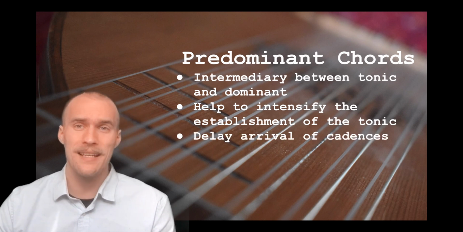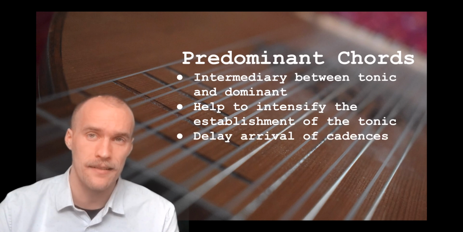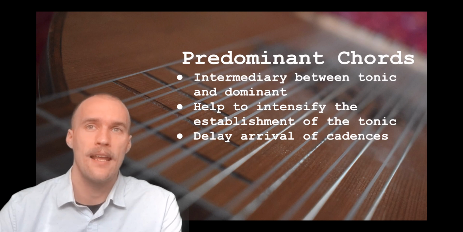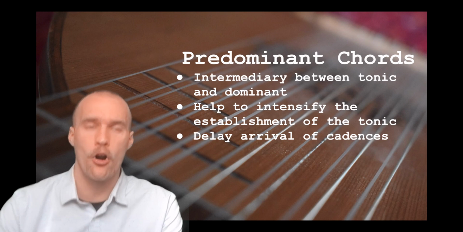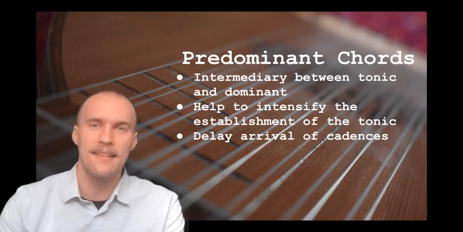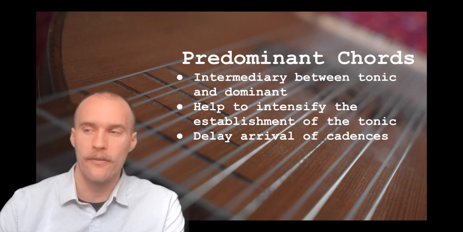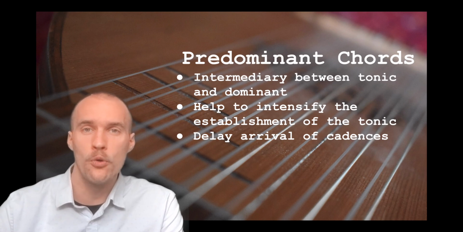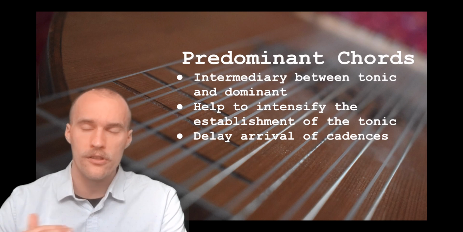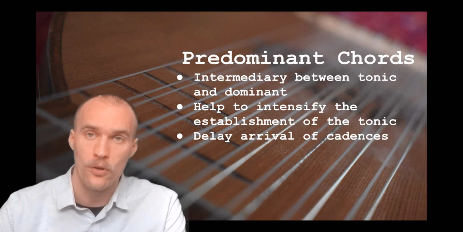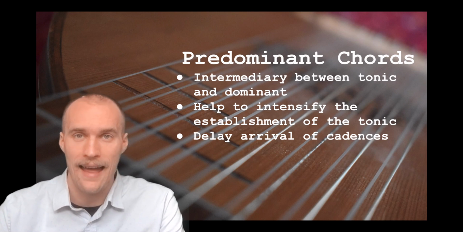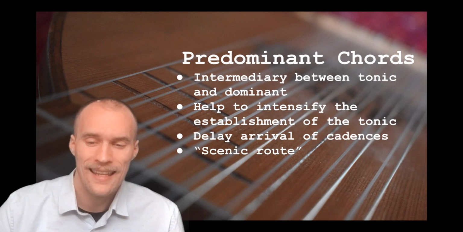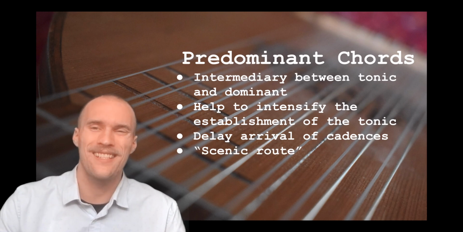Another thing that they do is delay the arrival of cadences. What I mean by that is that, let's say you're finding your music moving a little too fast. Your harmonic rhythm is too quick. You're getting to the cadence and resolving from dominant to tonic too quickly. And so you want to throw something in there to slow that down, to build a little more tension. What you can do is add a predominant chord. So in that way, the predominant chords are a sort of scenic route.